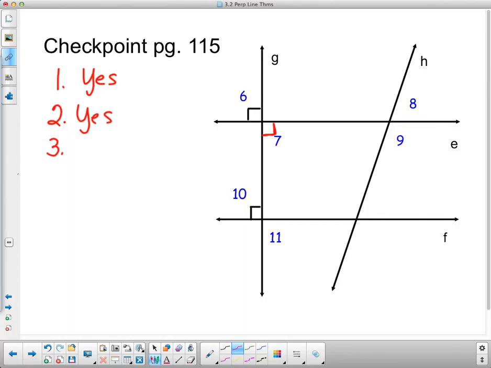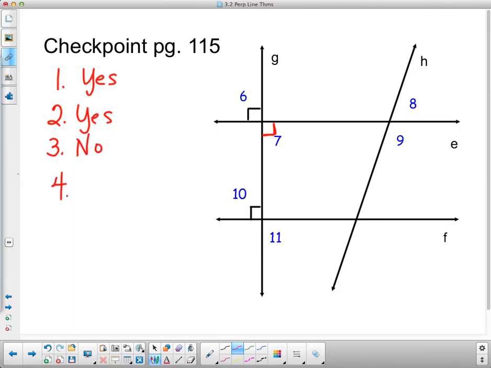Does it look like it's acute or obtuse? Acute. Acute angle. We definitely know that it's not perpendicular because there's no marking anywhere around here that tells me 90 degrees. So I would agree with you. No, there's not enough information. It's a cute little acute angle.